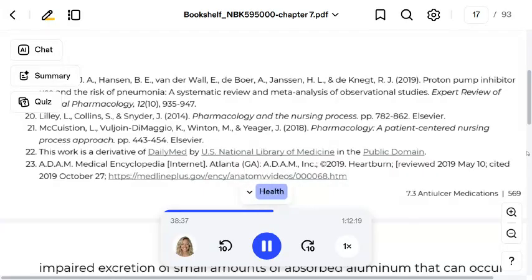Health teaching and health promotion: Senna can cause discoloration of the urine, turning it a reddish-brown color. It is important that clients take senna at the lowest possible dose for the shortest duration of time. Now let's take a closer look at the medication grids, comparing medications used to treat constipation.